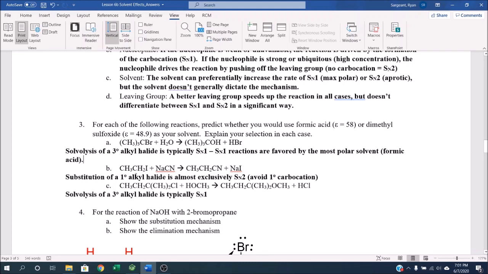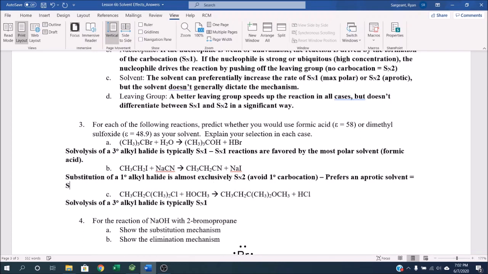We're going to learn later on that, well, hopefully you know that you can't make a carbocation with a primary alkyl halide, so it's going to be exclusively SN2 to avoid the primary carbocation formation. SN2 reactions prefer an aprotic solvent, which means that I want to use DMSO.